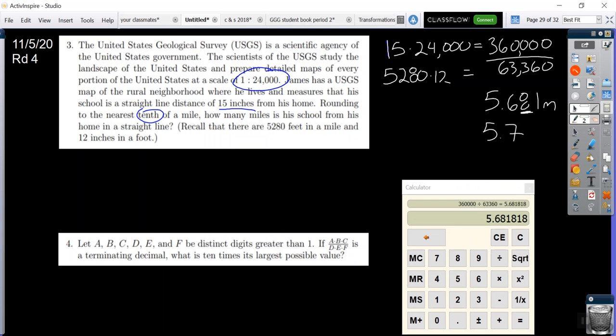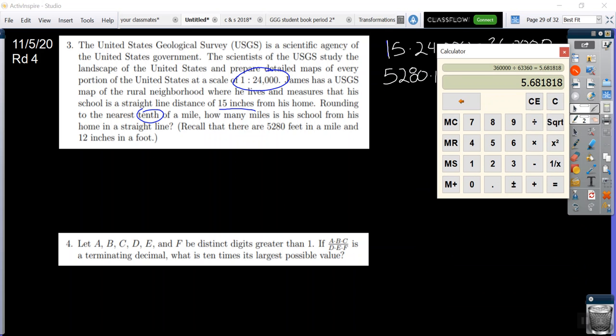All right, number 4. So number 4 says, let A, B, C, D, E, and F be distinct, that means they can't repeat, digits greater than 1. If A times B times C over D times E times F is a terminating decimal, what is 10 times the largest possible value? Well, clearly we want the largest numbers on top. So we go 9 times 8 times 7. And we're going to divide it by the least numbers possible. And the least numbers possible are 4 times 3 times 2.